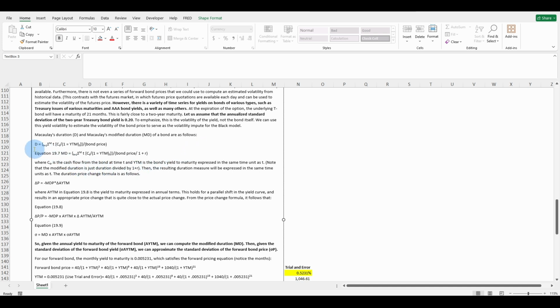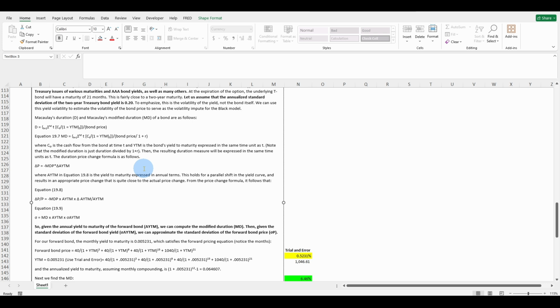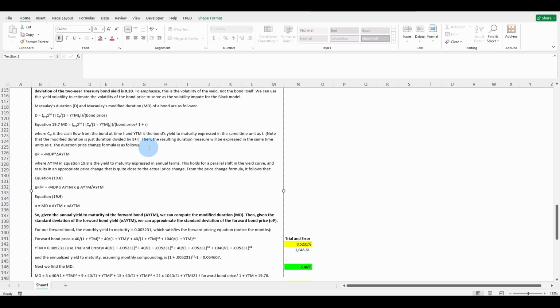D is equal to, you're going to have time, you're going to have a summation of, and I guess M will be Macaulay's, and then C of T would be coupon. 1 plus y equals yield to maturity. So we have this equation, where C(t) is the cash flow from the bond at time T. All right, I said coupon, but cash flow. I wasn't even close. YTM is the bond's yield to maturity expressed in the same time units as T. Note that the modified duration is just duration divided by 1 plus R. Then, the resulting duration measure will be expressed in the same time units.